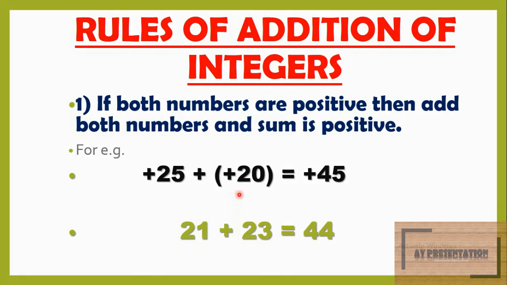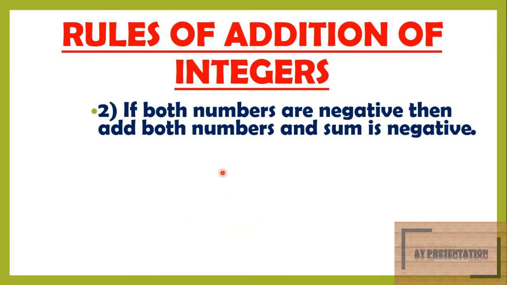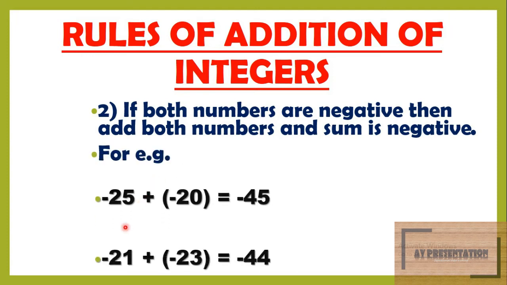So let's learn the next rule of addition of integers. If both numbers are negative, then add both numbers and the sum is negative. Look at the first example. Here, negative 25 plus, in brackets, negative 20. Both numbers are negative. Then add both the numbers 25 and 20. So the sum of both numbers is 45. But both numbers are negative, so give the negative sign to the sum.